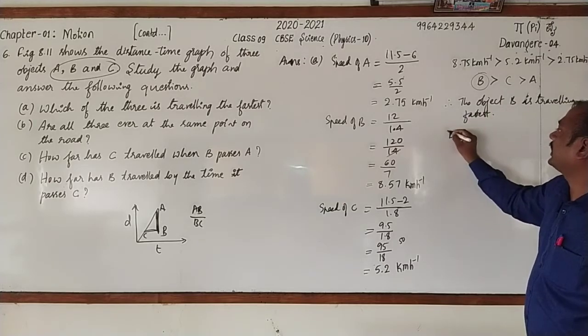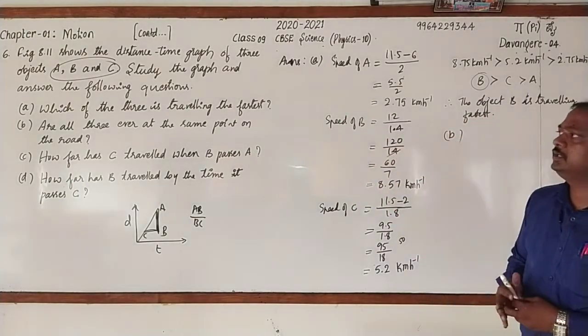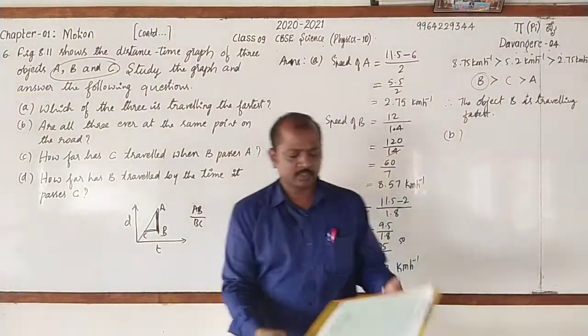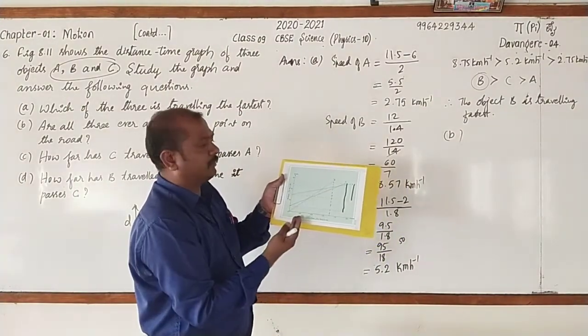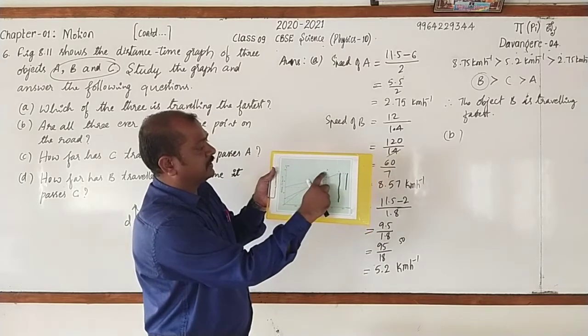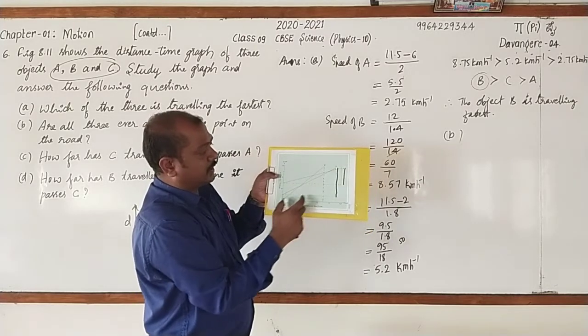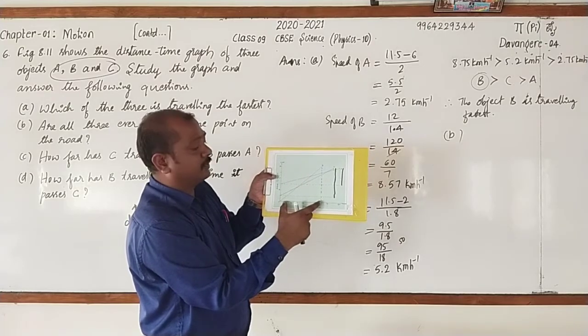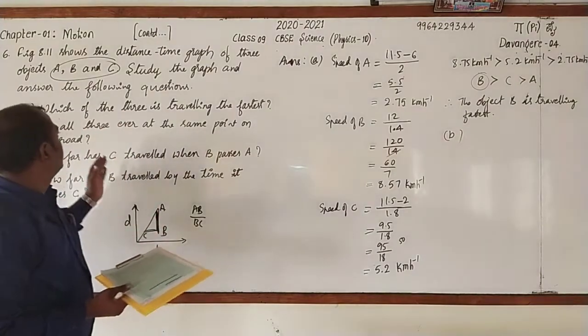Now, let's go for answering B1. They have asked which of the three is traveling fastest. Just by observing the graph only, you can tell that B will travel faster, because see that here, it has already covered 12 kilometers within a few hours only.